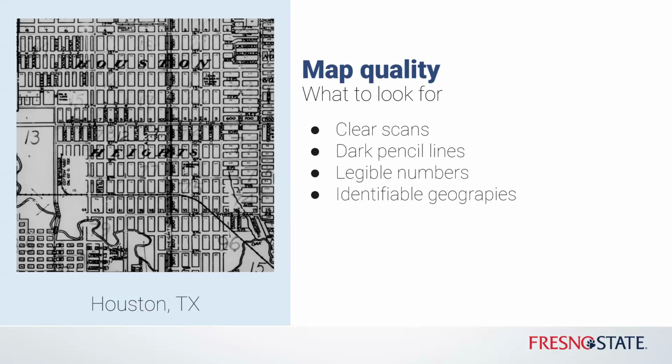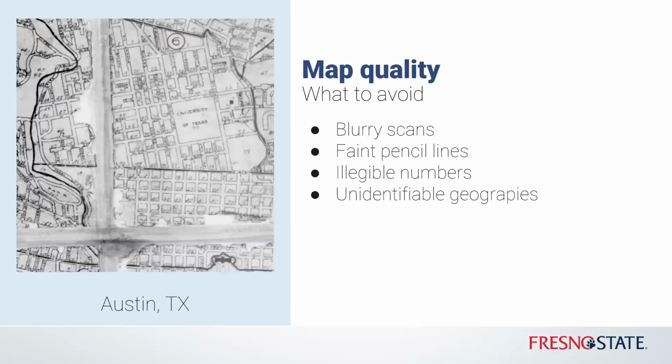And to make that abundantly clear, let's take a look at what a bad map looks like. So this is Austin, Texas. I don't know if I have any UT Austin folks here on the call, but this is right around the University of Texas. And we have all sorts of issues here. This isn't necessarily fatal, but it's not great. Obviously it's blurry, right? It makes it much harder to see and work with. The pencil lines are very faint.